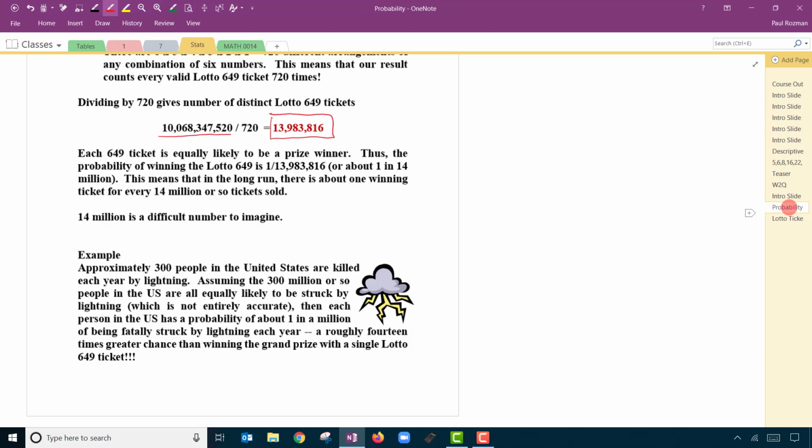I think this is a good little introduction to probability. It's a little fun. Next time we'll dive into the basic rules of probability, and we will then do a whole bunch of examples.